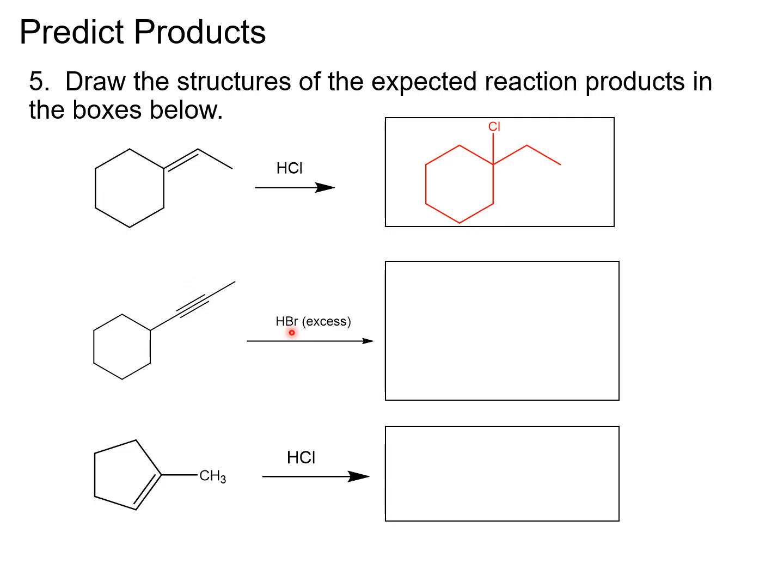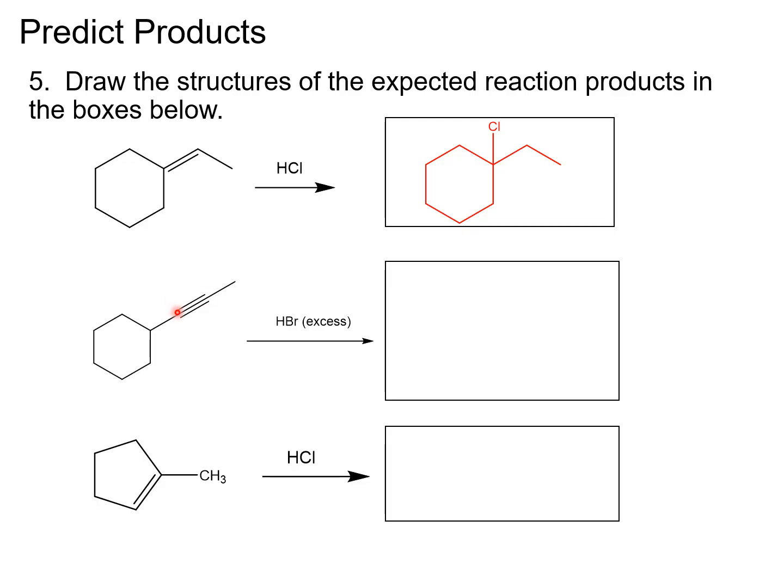For the next one, we have excess, so we're going to need to add multiple HBRs to the same molecule. But in this one, the 2 carbons we're comparing are both the same type of substitution. So this carbon has no hydrogens, and this carbon has no hydrogens. That means we're going to form 2 different carbocation intermediates.